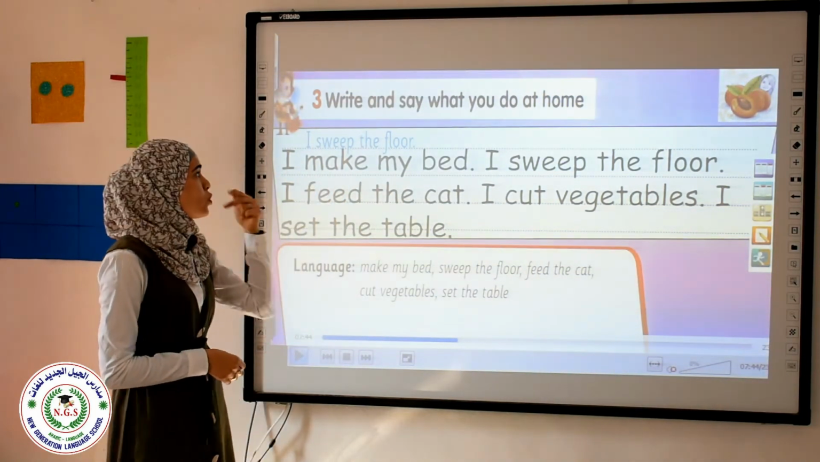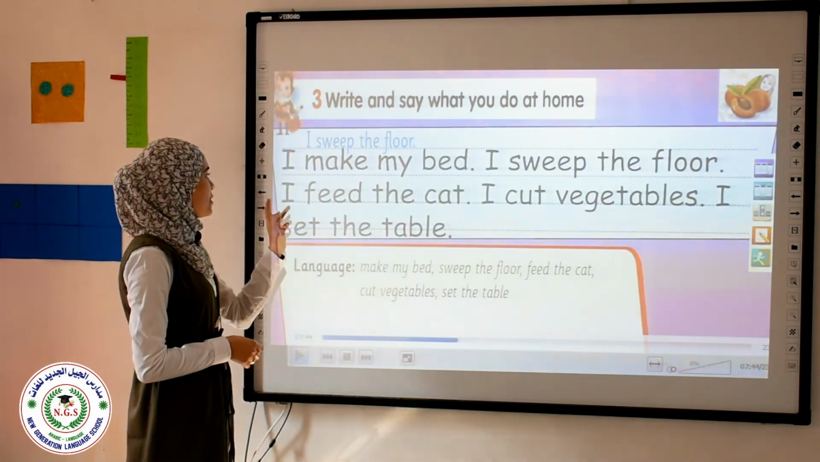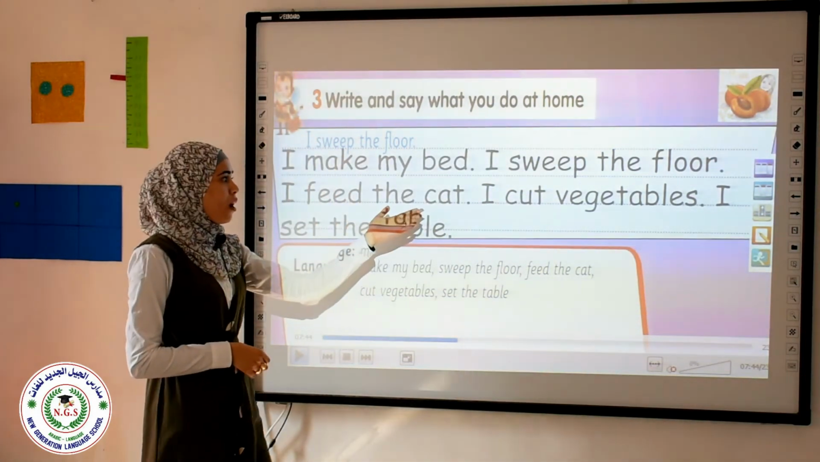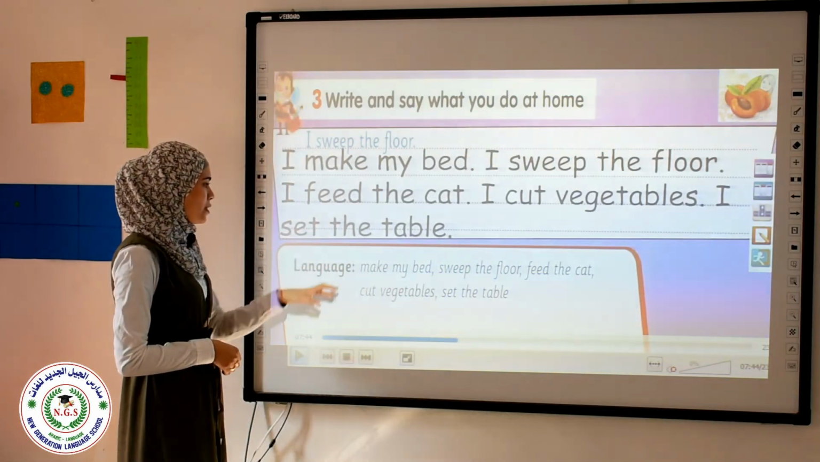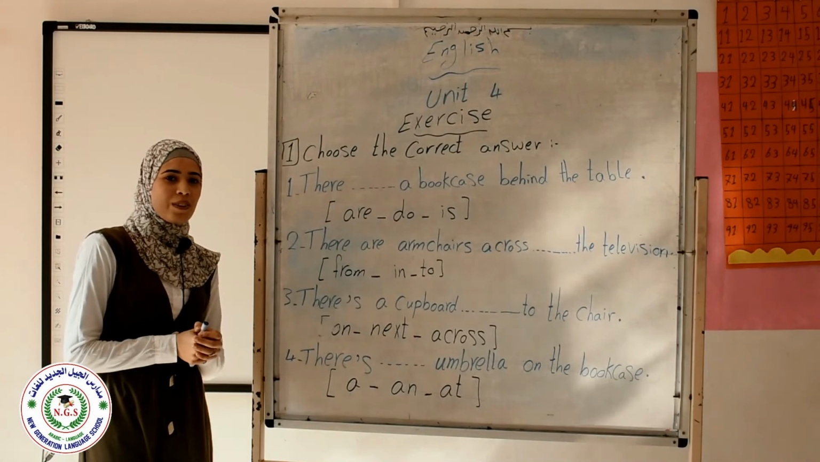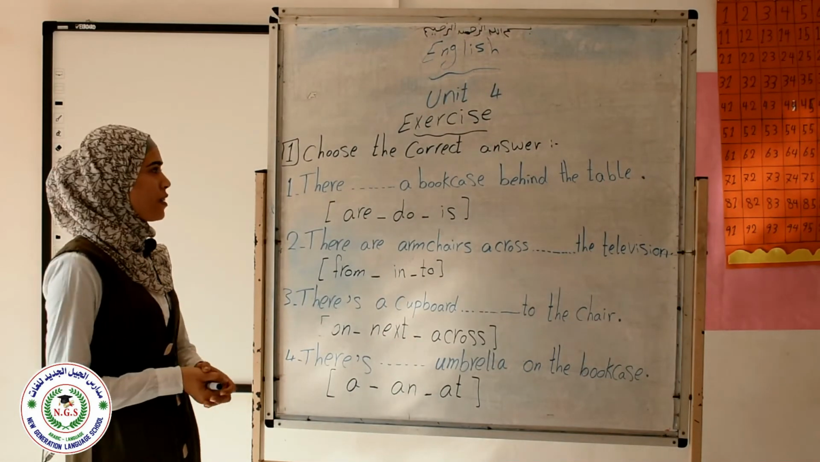This is number two. I sweep the floor. What else? I feed the cat. I cut vegetables. And the last one, I set the table. Okay, now we will move to the exercise. We have one exercise here.